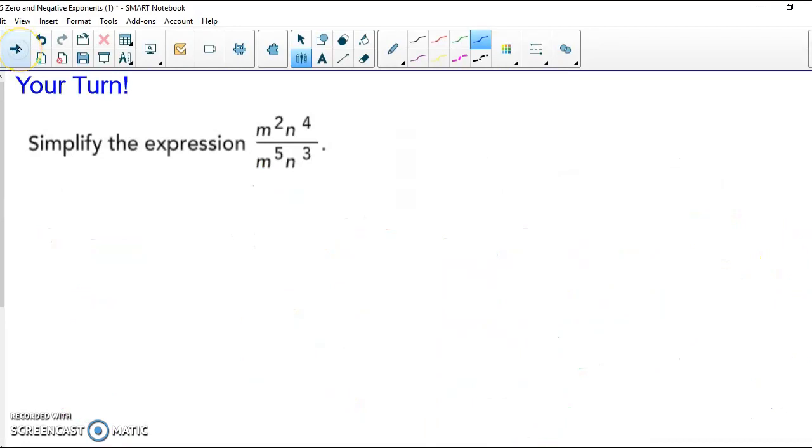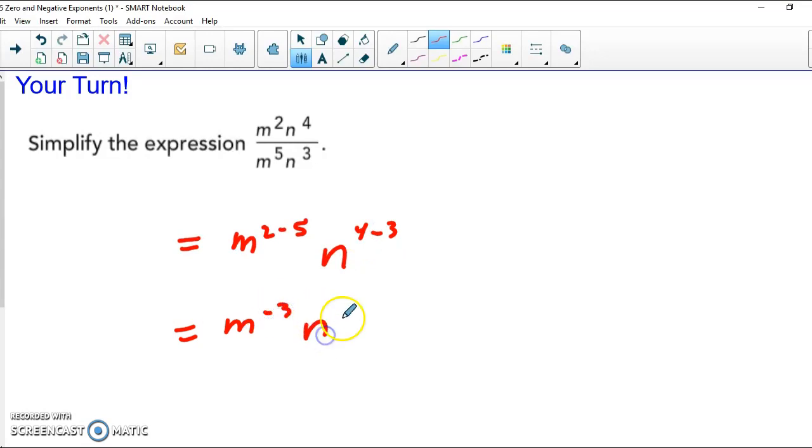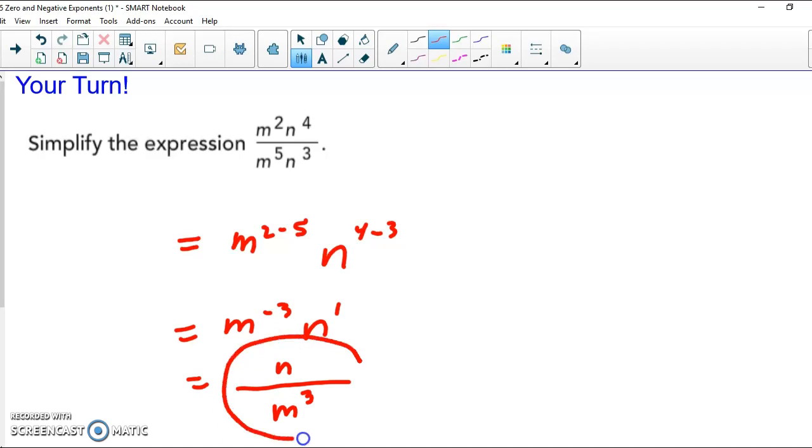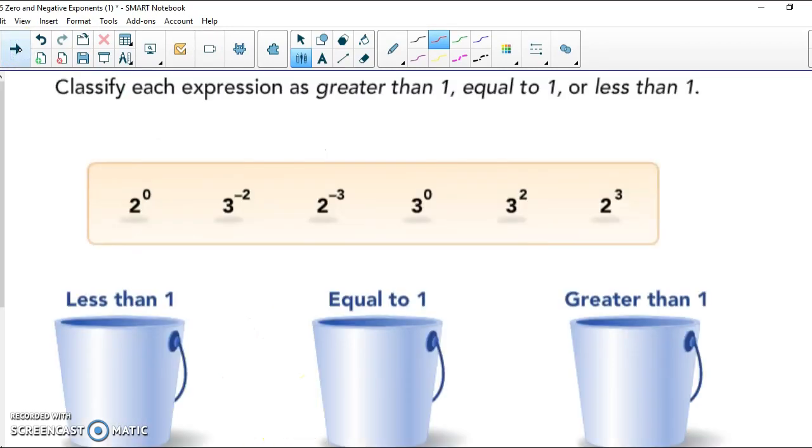Awesome job. Don't be scared to try it by yourself. Go ahead and be brave and pause the video and try to simplify this expression while I work it for you, and then check your answer. Hopefully you got to an answer of n over m cubed, and you are all set and ready to roll.